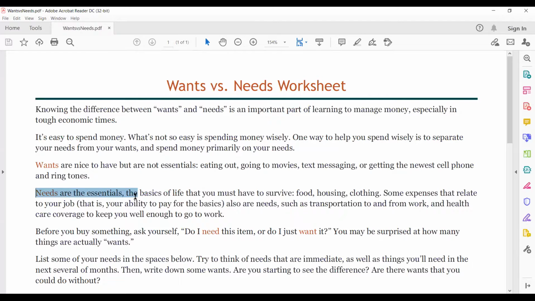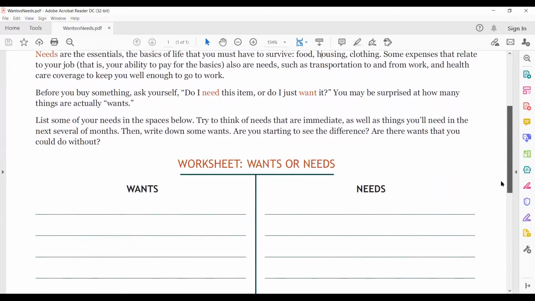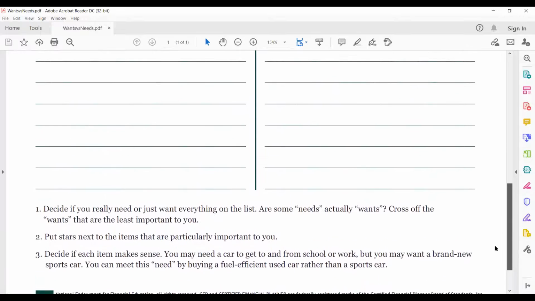Needs are the essentials, the basics of life. What are the things that we all need to survive? I mean, they are pretty basic: food, housing, clothing. You just don't need the best end version of that.